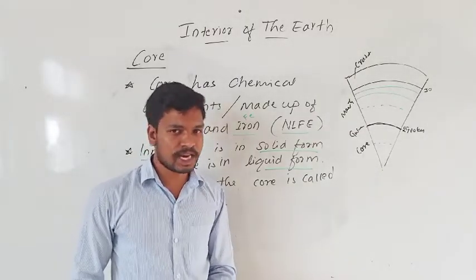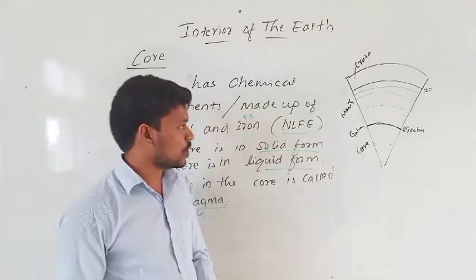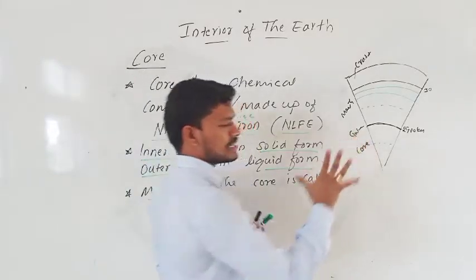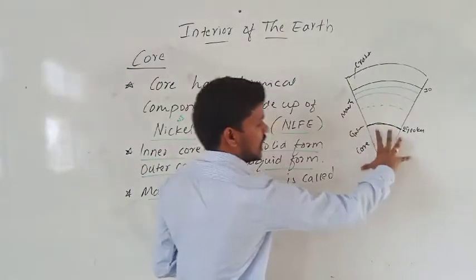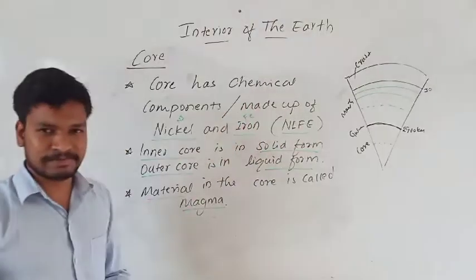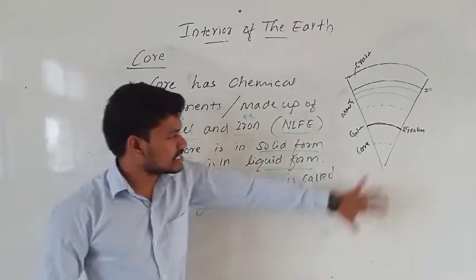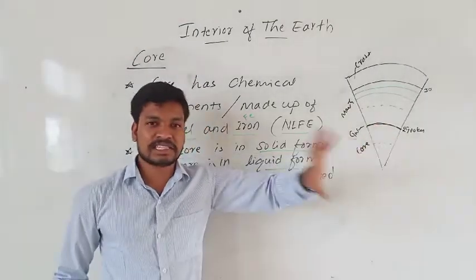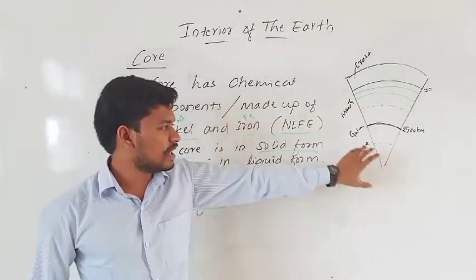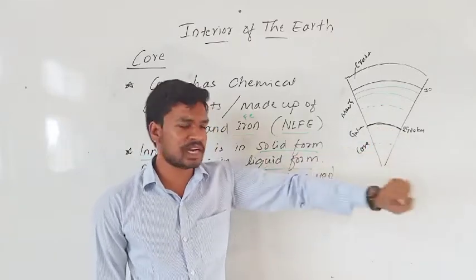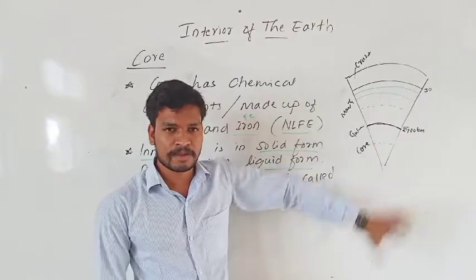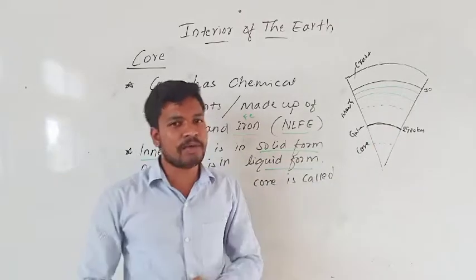Volcanoes. Have you heard about volcanoes? So how do volcanoes occur? This core inside the earth is boiling. It has high pressure, high temperature, and high density. It wants to come out.